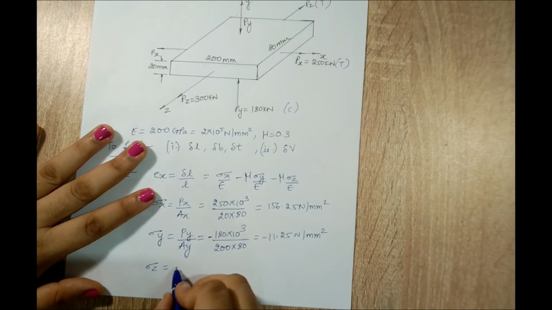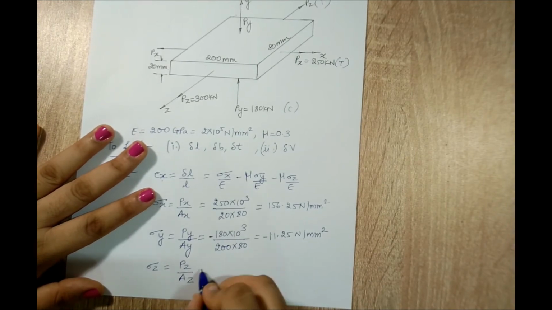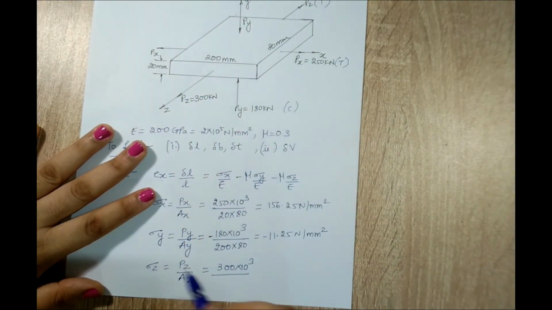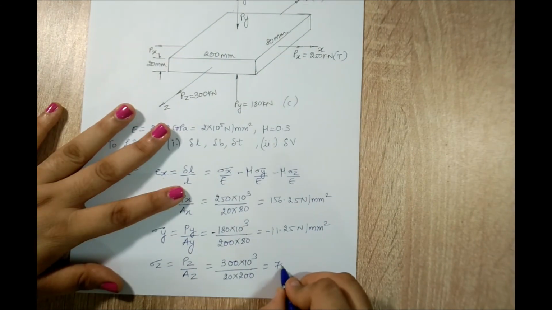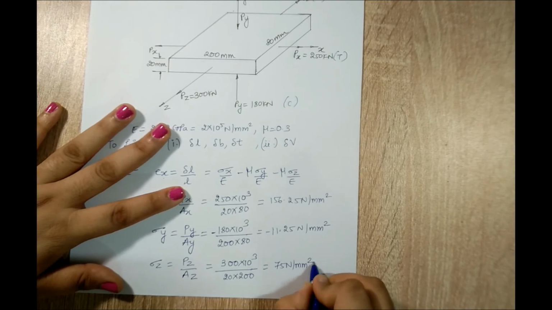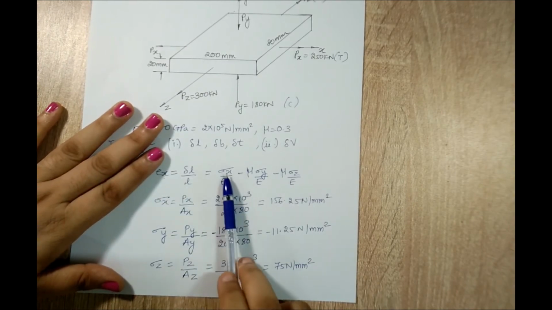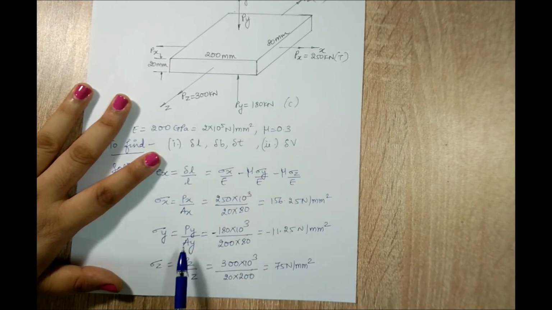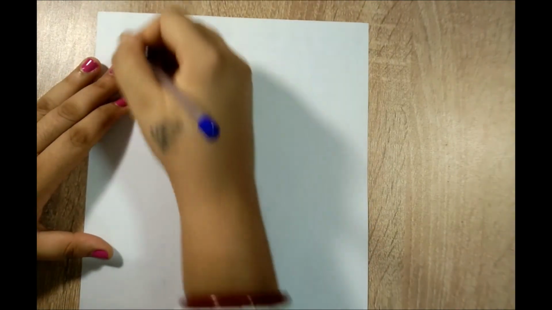Last I'll calculate sigma z. It will be Pz upon Az. Pz is given to me as 300 into 10 raised to 3, and the area is going to be 20 by 200. So I'll write here 20 into 200. I get the answer as 75 Newton per mm square. Now when I substitute these values, sigma x is known, sigma y is known, sigma z is known, mu is given as 0.3, and E is 2 into 10 raised to 5, I will directly get the answer of Ex. I'll write it down for you.